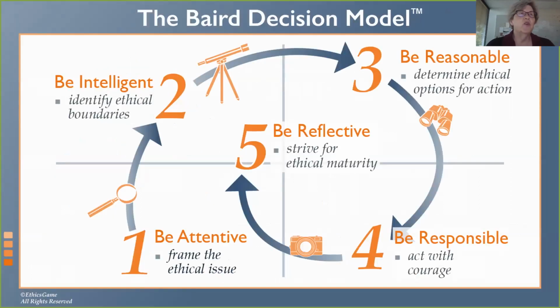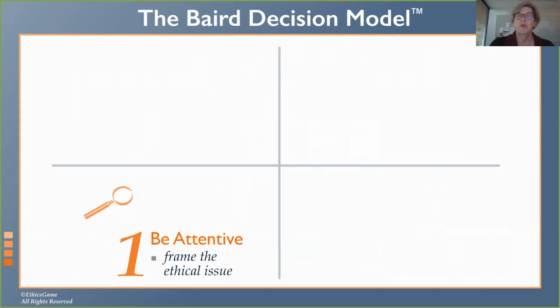Now, as we work together, we're going to go through 5 different steps. And each of these steps requires that you use the information from your ethical lens inventory and your information about the 4 primary ethical theories in the resolution of the decision. We begin by paying attention. We frame the ethical issue.